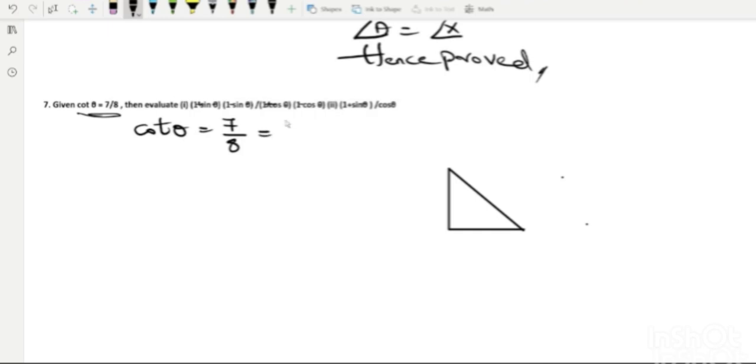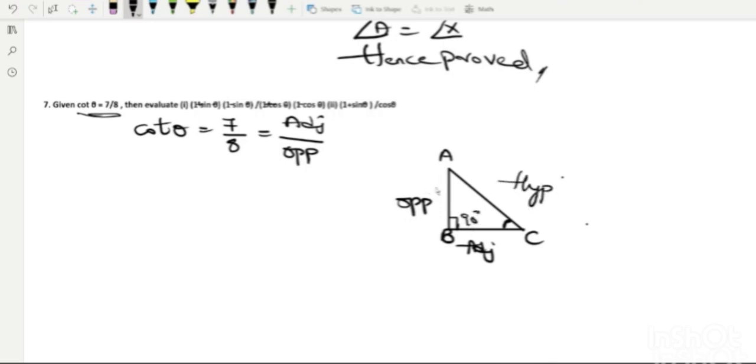The sides formed by cot theta would be adjacent side divided by opposite. So you can take any random letters, as there is no mention that you need to use X, Y, Z or the ABC. So let me take this as the angle. So this would be opposite and this is adjacent, and this is the 90 degrees angle, so this will be the hypotenuse. So the opposite value here is 8 and the adjacent value is 7.